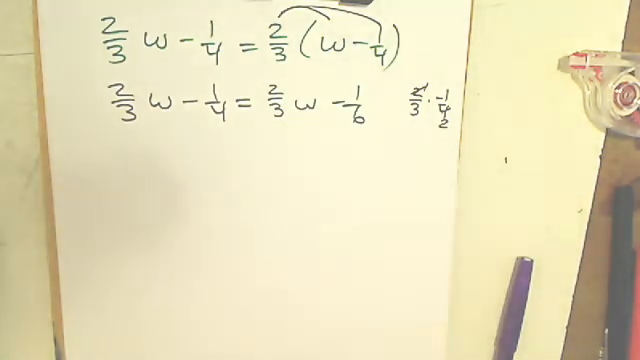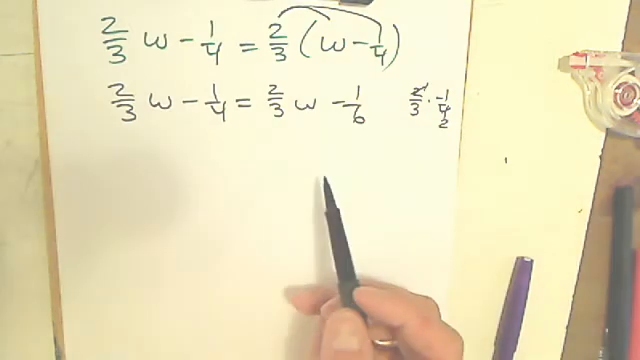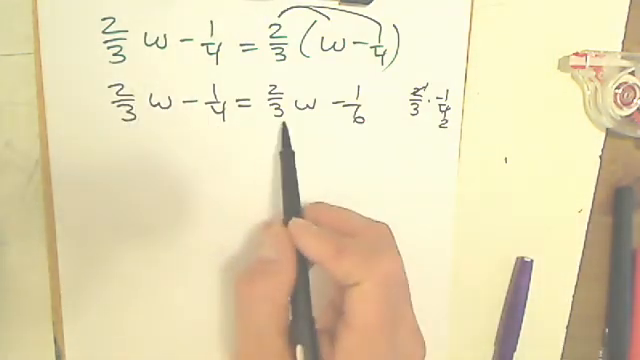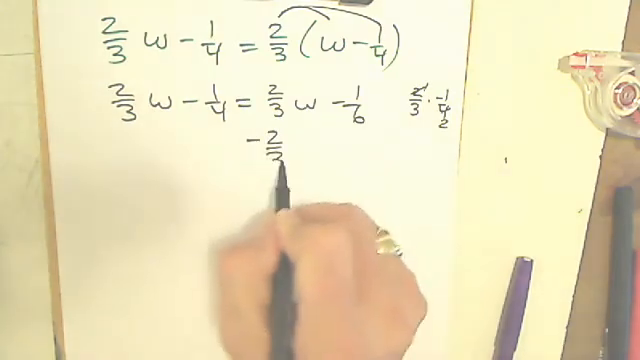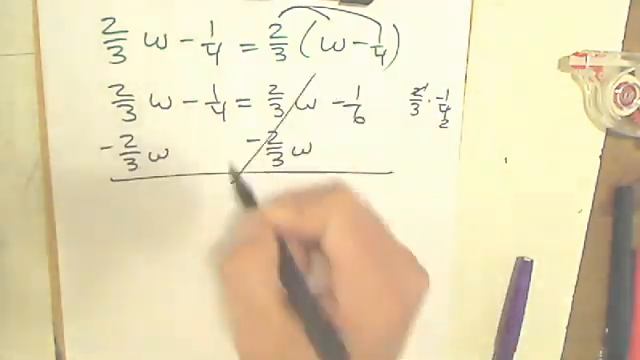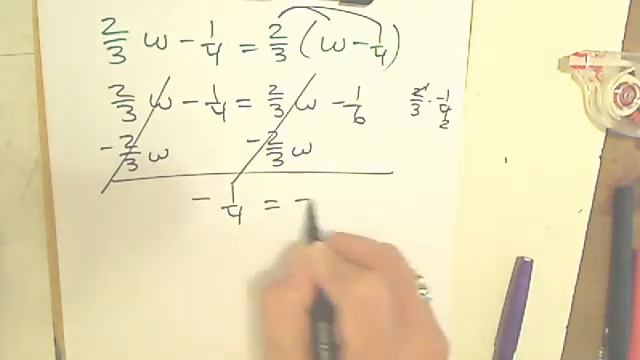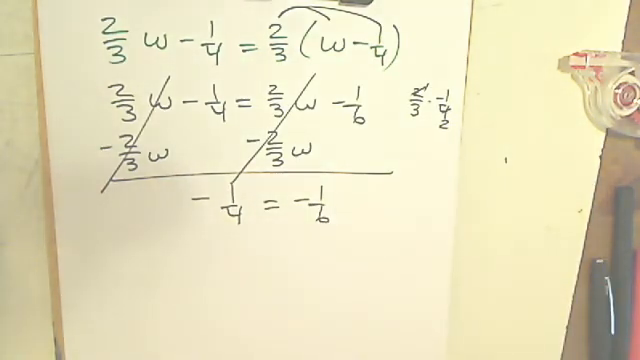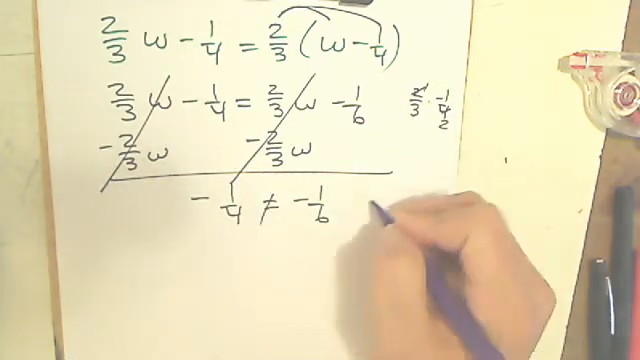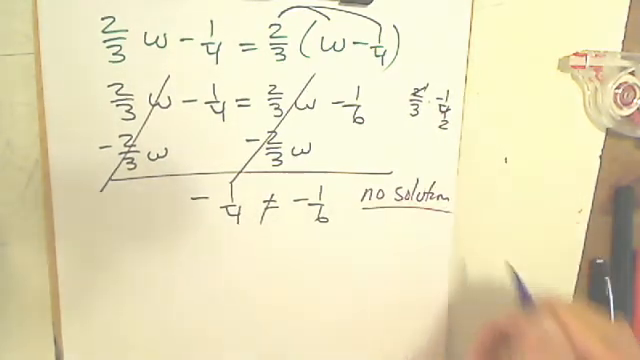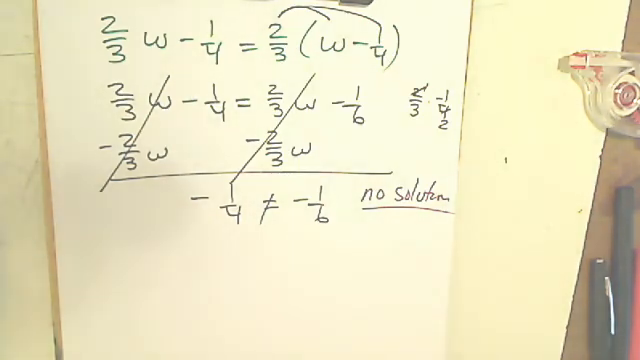Questions how I got negative 1/6? No, that's only when you're adding and subtracting. We're multiplying here. You multiply across and reduce. Here, what happens when you do this? You take away 2/3 w on both sides of the equal sign. You get negative 1/4 equals negative 1/6. That is not true. That is false. That is no solution.